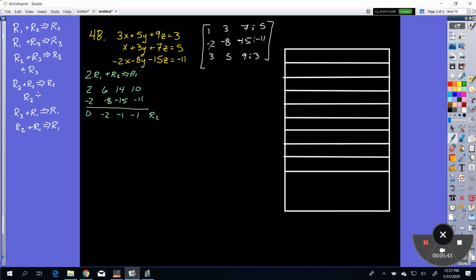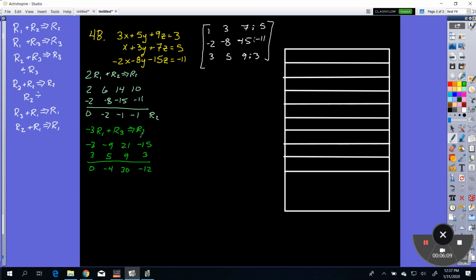I need to multiply row 1 by negative 3. So negative 3 times row 1 plus row 3, and it's going to make a new row 3. So negative 3 times row 1 is negative 3, negative 9, 21, negative 15. Add that to row 3, 3, 5, 9, 3. That makes 0, negative 4, 30, negative 12.